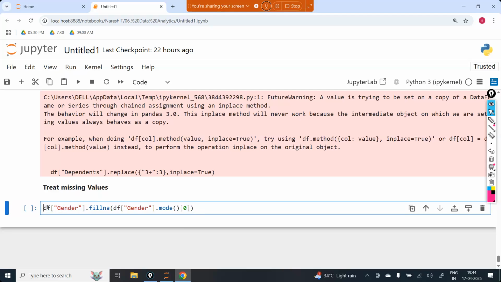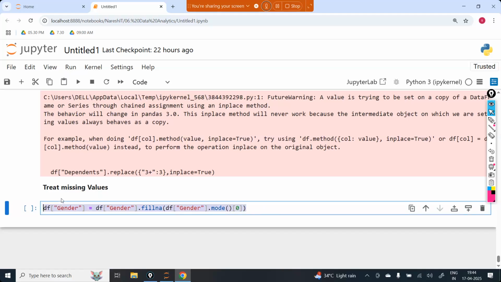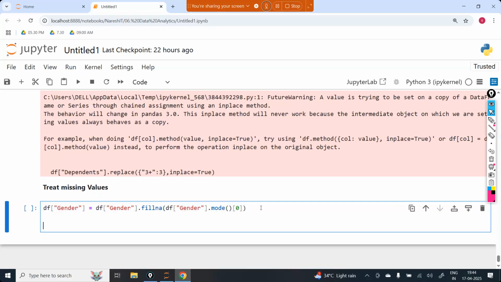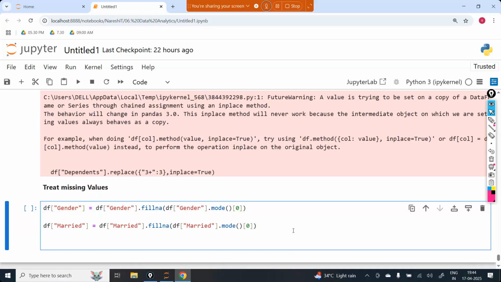What is the next column? Married. Married also is having some missing values. For the married missing values, what are we going to do? Again I'm going to replace with the mode only. Married, df of married. I'm replacing the missing values with the mode. Okay. After replacing the missing values with the mode, what is the next one?